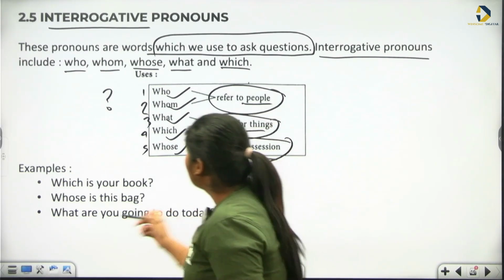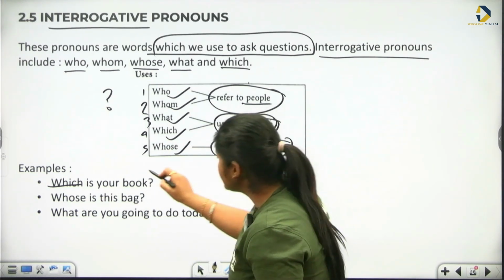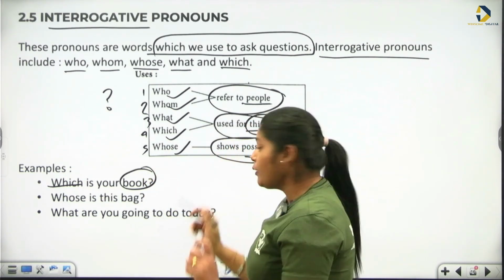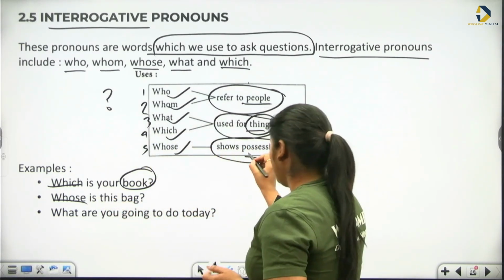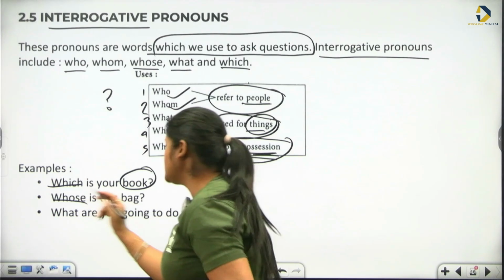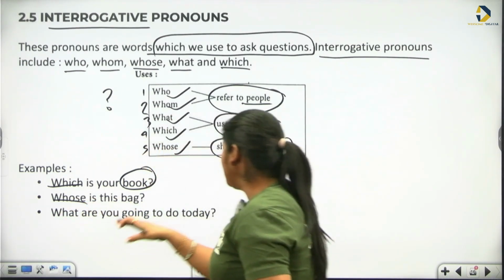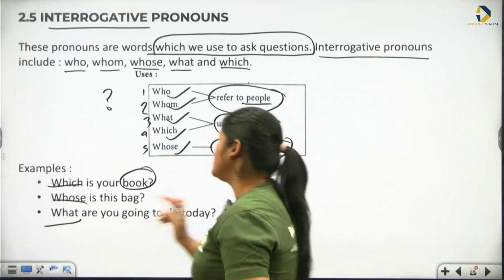Now see, which is your book? Which is used for things. Book is the thing, so which is your book. Now whose is this bag? Whose, we are showing the possession, किसका bag है. Okay, when we show the ownership, whose is this bag? What are you going to do today? Used for things. What are you going to do today?